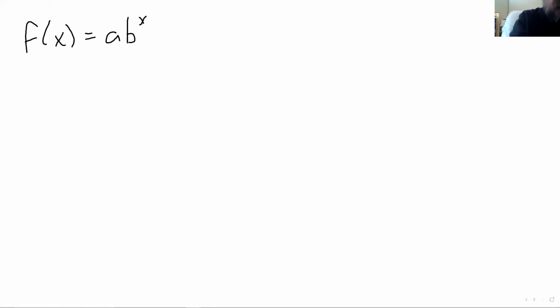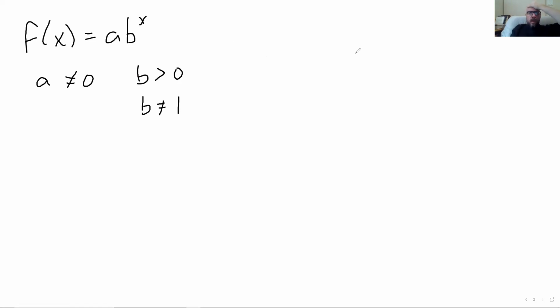So a can be any number except 0, and b has to be greater than 0. 0 is not allowed because that just gives us 0 to the x, which is always 0. And b also can't be 1, not because that is a problem per se. It just gives us a function that doesn't behave like the other exponential functions, right? We're just multiplying by extra copies of 1 every time, which is not exactly the same as the other functions, so we just disallow it.